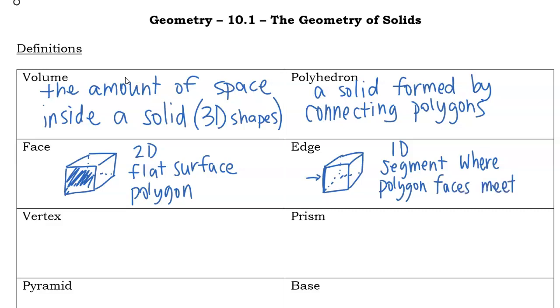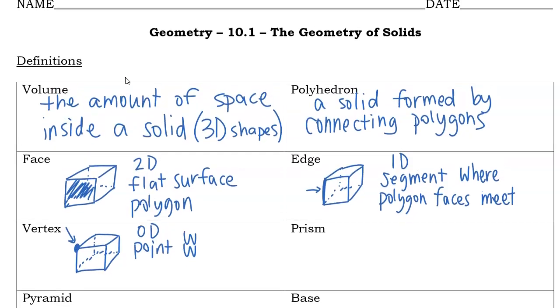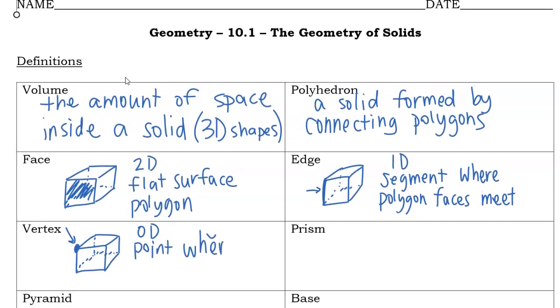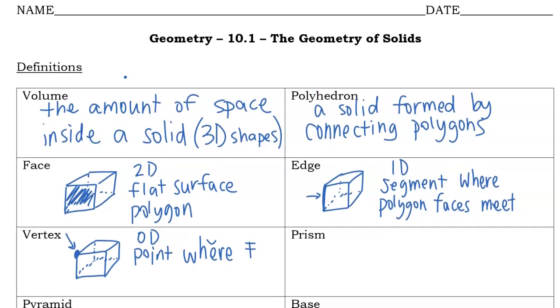Okay. And one more, same reference image. I've got that cube again, that 3D shape. And the vertex would be right here. It's like the corner. So technically that's zero-dimensional because it's a point. And it's the point where the edges meet. Sorry, my board keeps moving on me. It's hard to write.